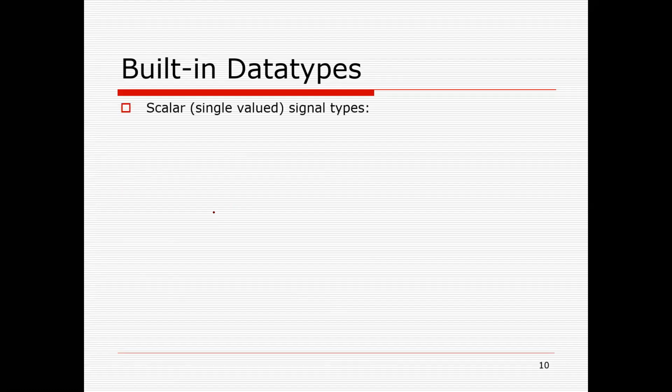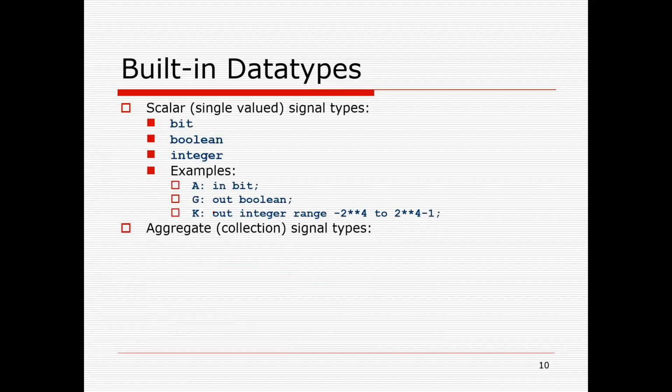Now, because the first thing we need is the data types, what are the built-in data types? There are scalar data types, which are single valued signal types. They are bit, Boolean, integer. For example, we just talked about bit, which can take value 0 and 1. I can also use the Boolean type. When I say Boolean, it means true and false. These are the 2 possible values.